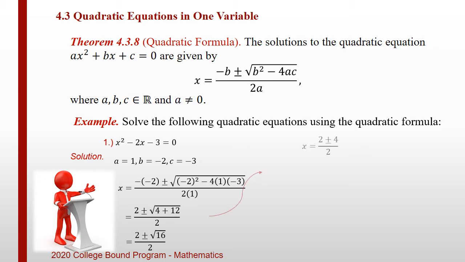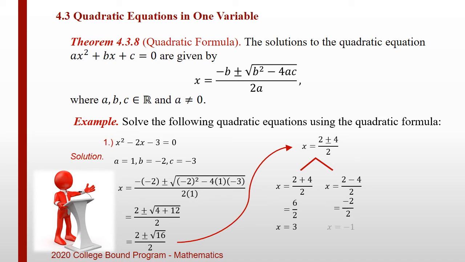It follows that x is equal to 2 plus and minus 4 all over 2. Next, we split this into x equals 2 plus 4 over 2 and x equals 2 minus 4 over 2. These two equations would give us x equals 3 and x equals negative 1 respectively. Therefore, the solution set is the set containing 3 and negative 1.